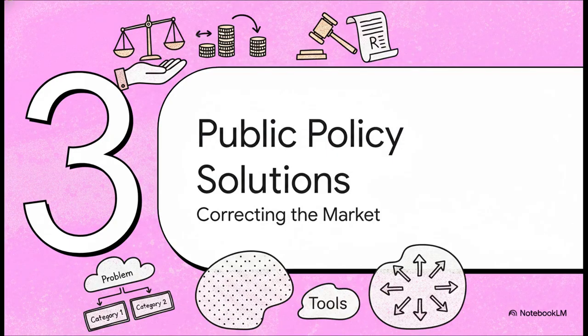Okay, so we've clearly established that the market, left to itself, messes this up. It either produces too much of a bad thing or not enough of a good thing. So this is the part where government often steps in. The question is, what can they actually do? Well, their options usually fall into two main buckets.